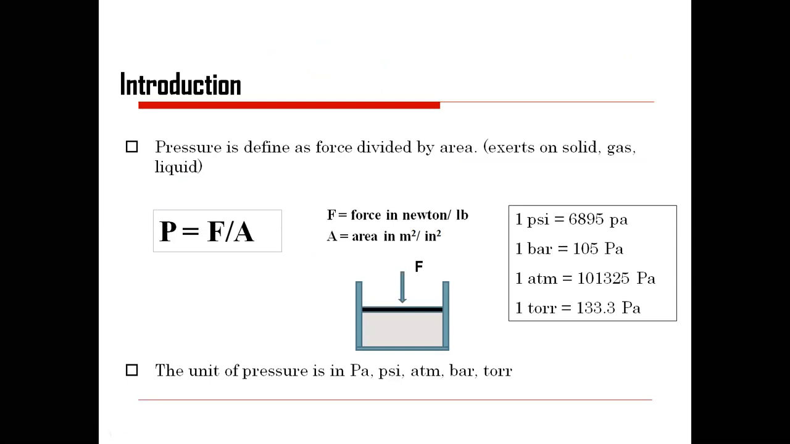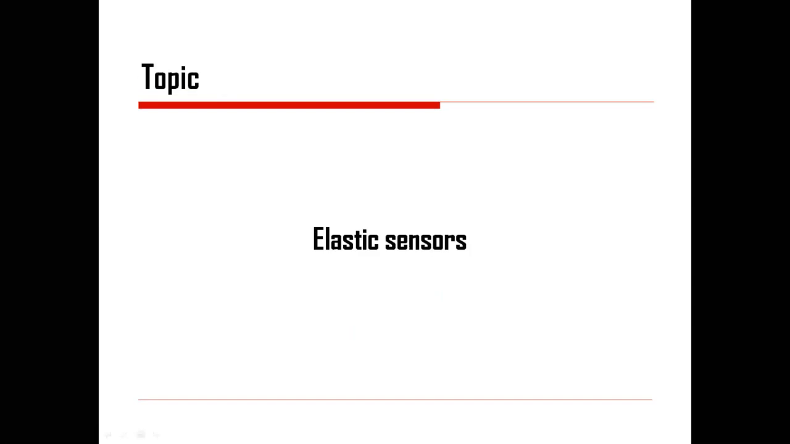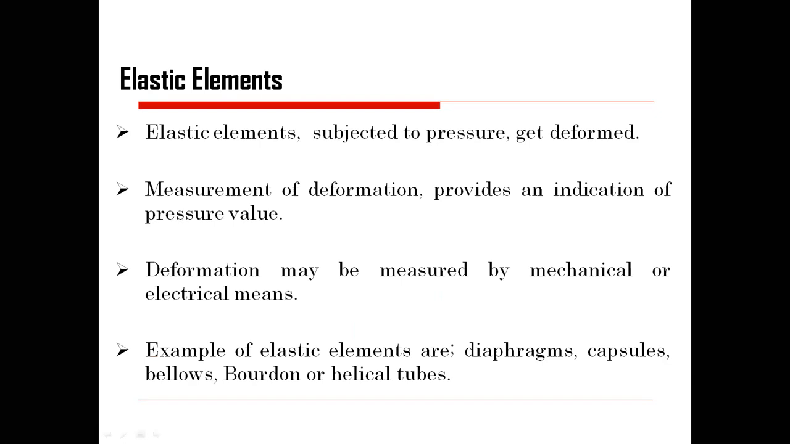Here, in the first lecture also, I have already specified the definition of pressure, that it is nothing but the ratio of force per unit area where we are applying, and the different units of pressure measurement in industrial applications. So what are the different types of elastic elements, and how are those elastic elements feasible for the measurement of pressure? No doubt the elastic element which we are using is subjected to the pressure so as to deform it.